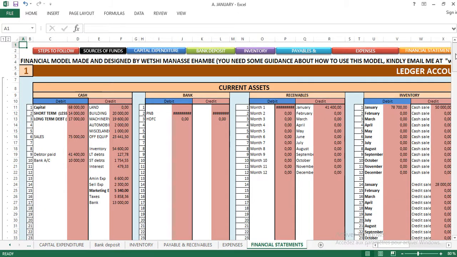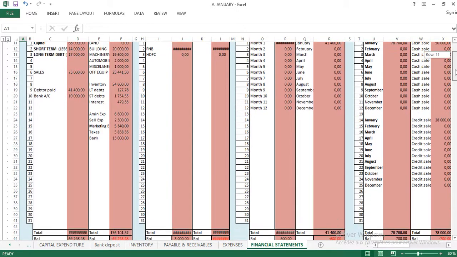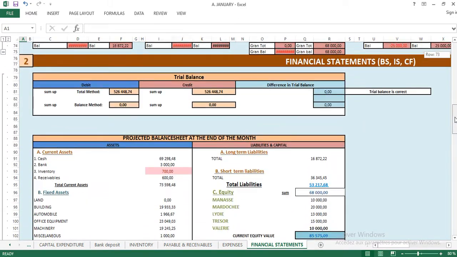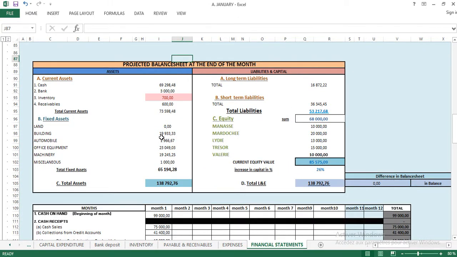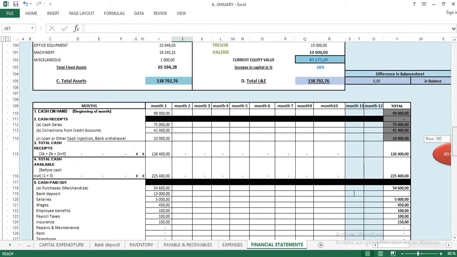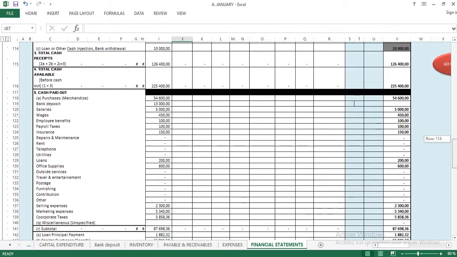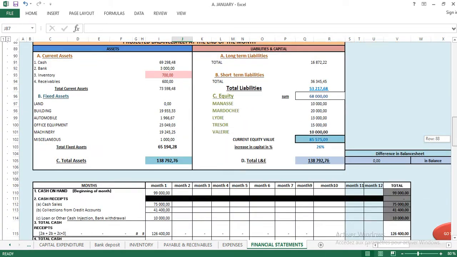And then finally, you have financial statements. This is what I'm going to discuss today after giving you all the examples. The financial statements will show you the balance sheets. Three important statements are here. You have a projected balance sheet here. You can see what the elements in the balance sheet are, and you have a cash flow statement here. I will explain all this.